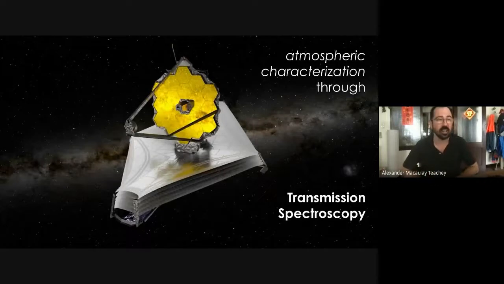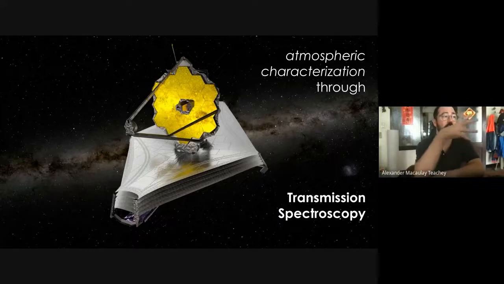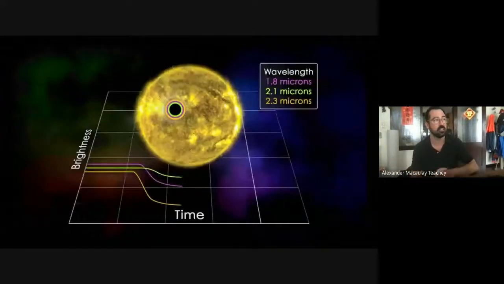But I'm almost out of time here. I've just hit the hour mark, so we're just about done. Bear with me. Really, the exciting new thing in exoplanets is this thing called transmission spectroscopy. What's going on here? This is the artistic rendering, of course, of James Webb Space Telescope.